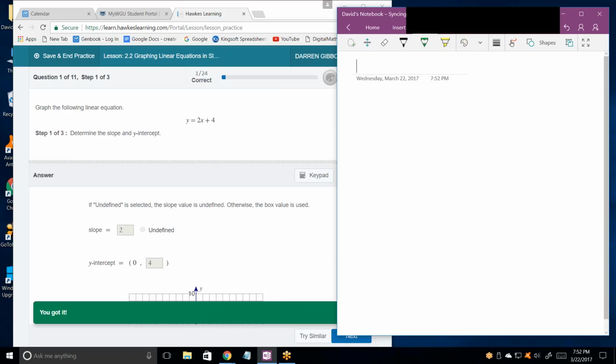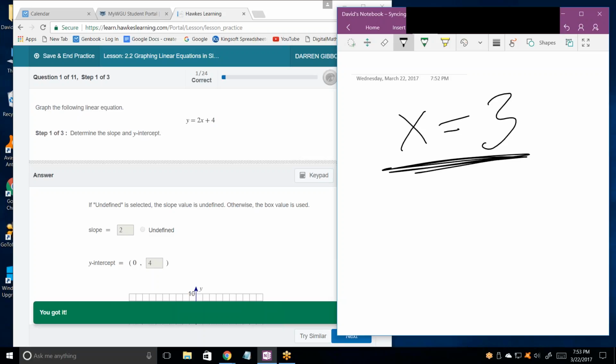So now that we've talked about that, that's why they give us an undefined there. If it were a vertical line, then it would have an undefined slope. Well, a vertical line looks like this, x equals 3. That's a vertical line. So if this had been the equation instead of y equals 2x plus 4, then I would have had to put undefined for slope, because this is a vertical line. Vertical lines have an undefined slope.